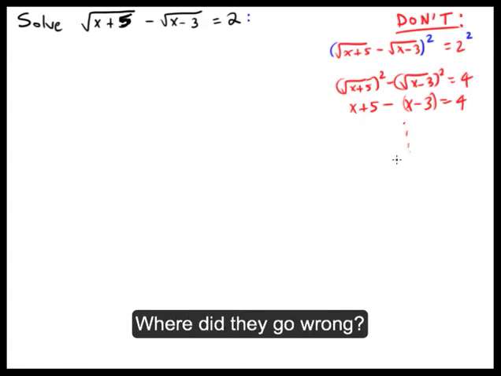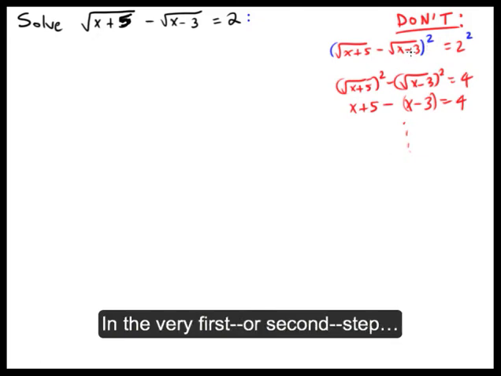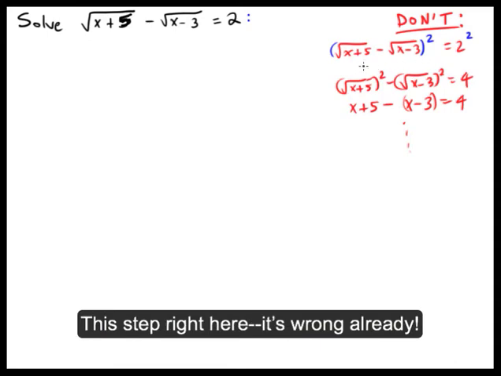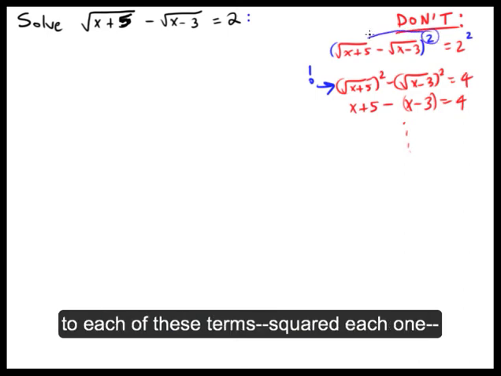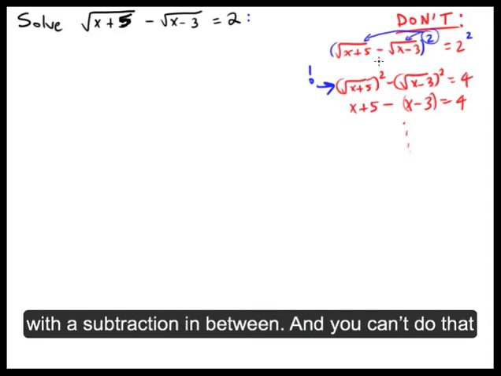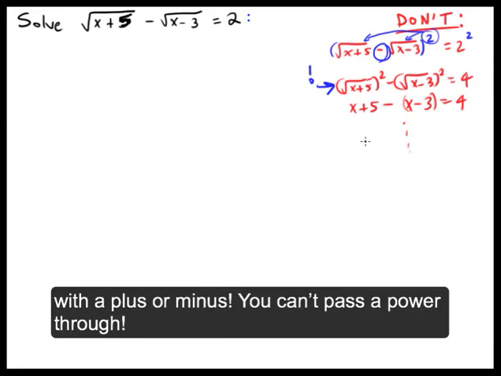And if you wonder, well, where did they go wrong? They went wrong in the very first step, or maybe it's the second. This step right here, it's wrong already. And the reason is because they took a square here and they passed it to each of these terms, squared each one with a minus in between, and you can't do that. You can't pass a square through a plus or a minus. You can't pass a power through a plus or a minus.